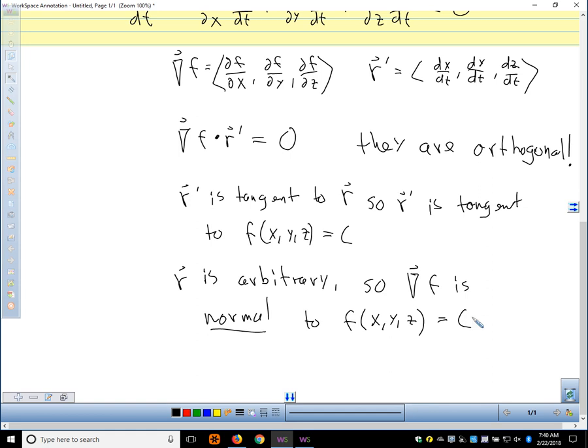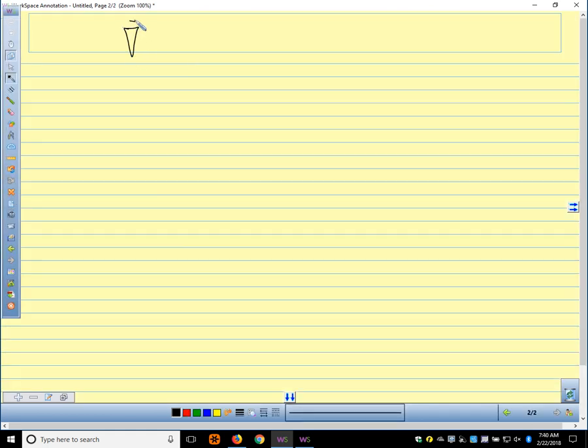So what we've just done is a nice little proof of what we're going to write as, this is a theorem in our book. So I'm just going to write it out in general. So del f is normal to a surface, f of x, y, z equals a constant, at any point on the surface. So I'm going to write del f as a normal vector.